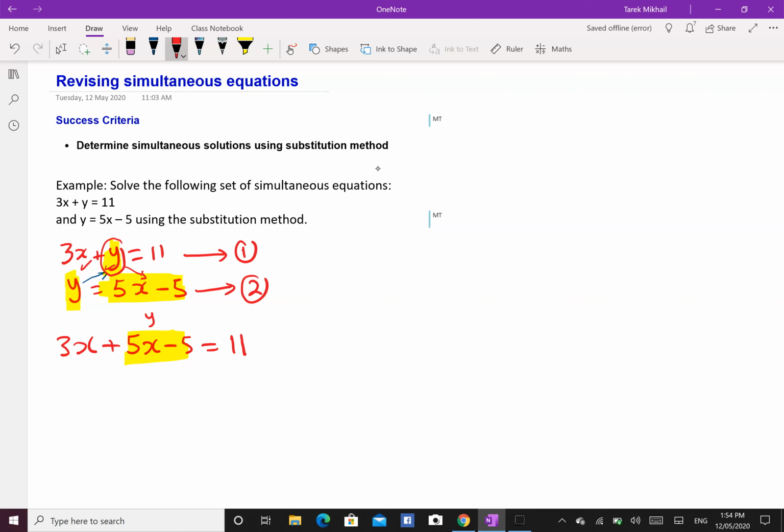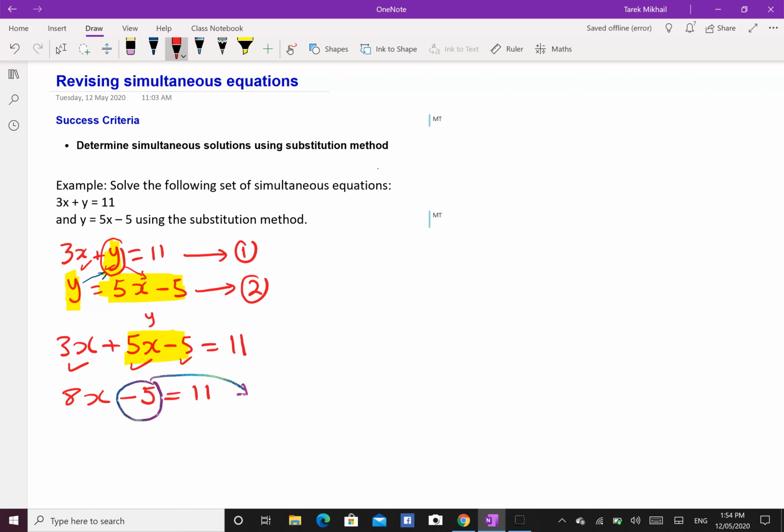All you have to do first is collect the like terms. The like terms are 3x and 5x. So 3x plus 5x, how many x's? This will give us 8x. And then you've got the negative 5, so I put down the negative 5 equals 11. Now we need to find the value of x. So you have to put x on one side and the numbers on the other side. I need to move this to the other side, and when you move it, you need to change the sign.